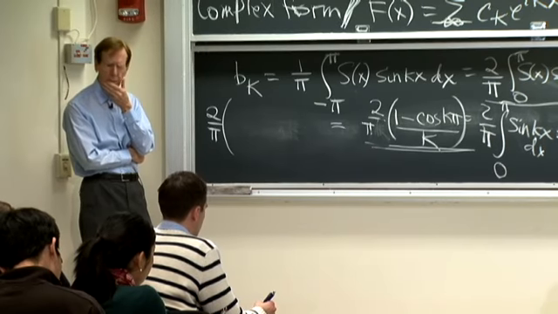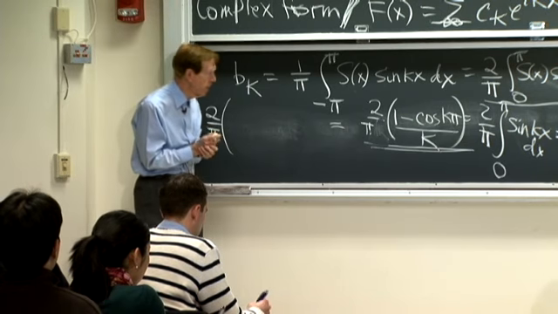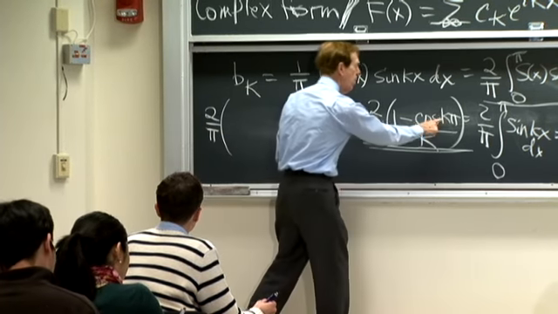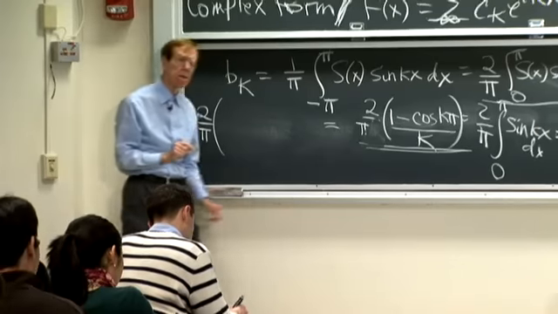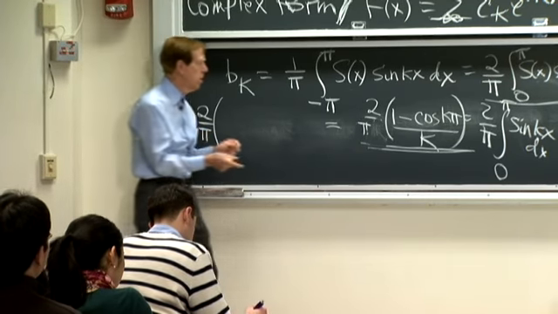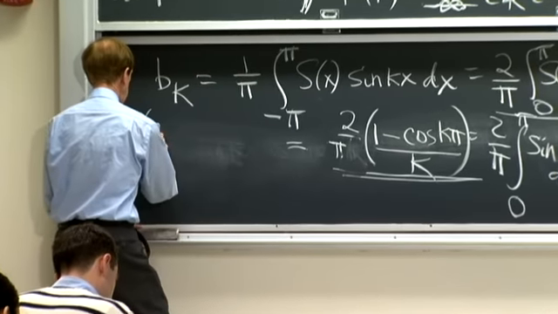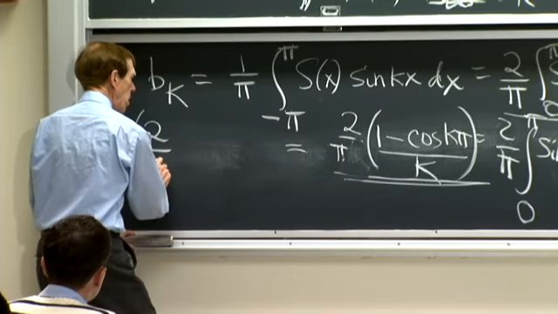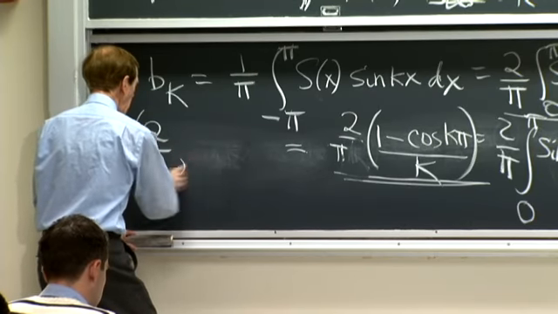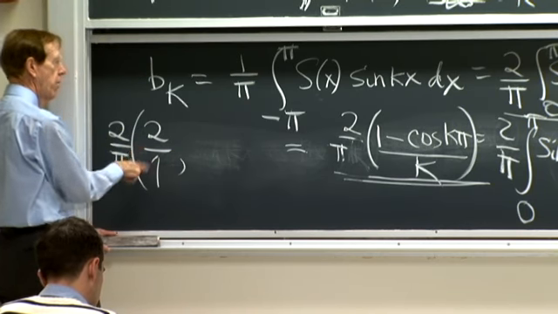At k equal 1, this is the little bit that needs the patience. At k equal 1, the cosine of pi is -1. So I have minus 1, and I get a 2. I get a 2 over a 1, since k is 1. All right, this is the coefficient for k equal 1.